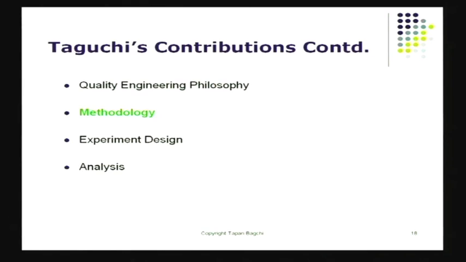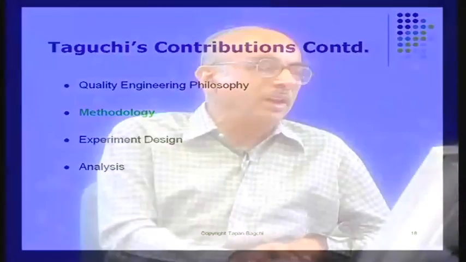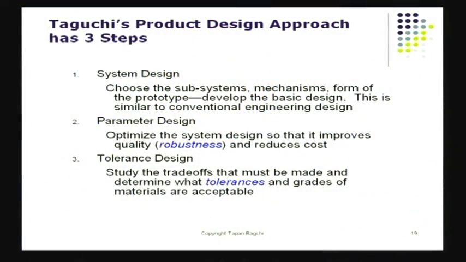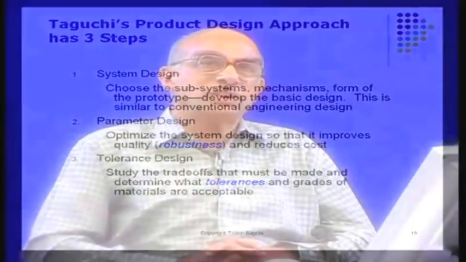Now, what is the approach? How do you really approach quality engineering? The method is as follows. The total design process is split into 3 steps according to Taguchi. The first thing, of course, is functional design or system design.